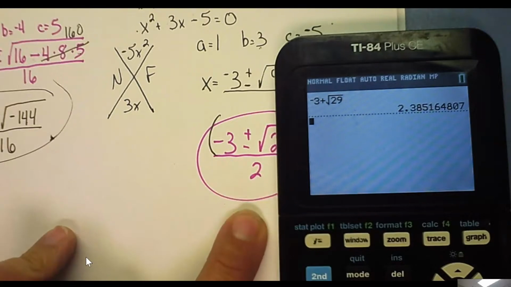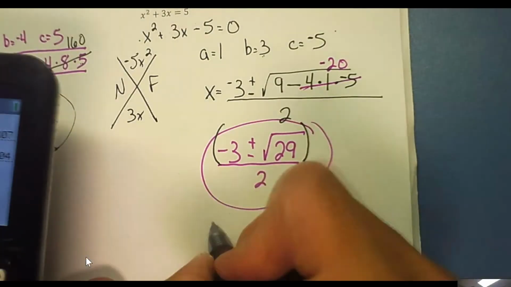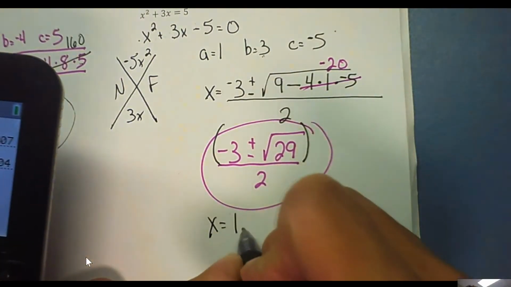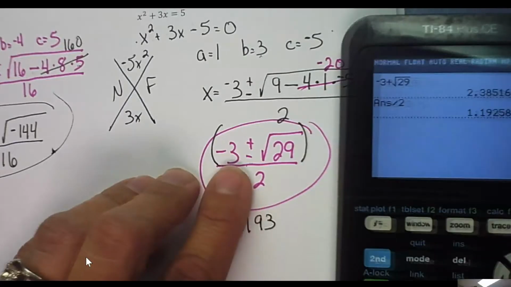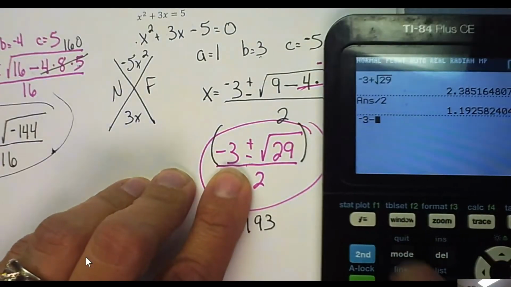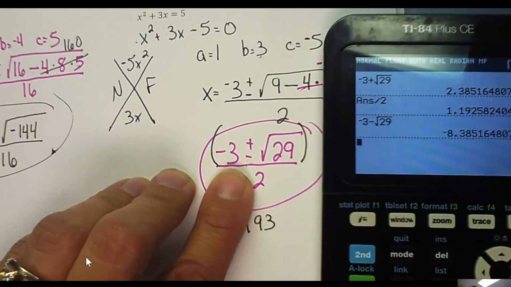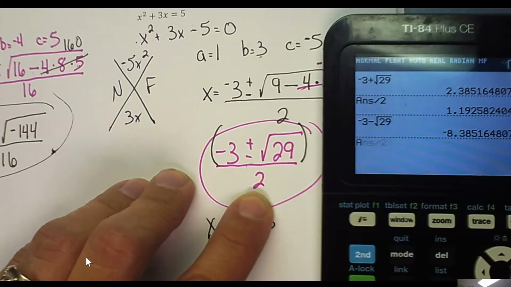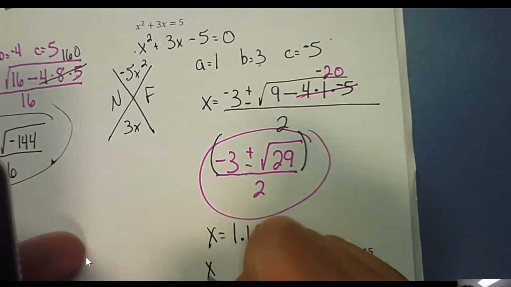There's my numerator. And then when I divide it by 2, here's one of my answers. It's a little bit more than 1. So one of my answers as a decimal is this. And then I could do this again, and this time just hit subtract square root of 29. There's my numerator, and then I'll divide it by 2. And so my other answer is about negative 4-ish.